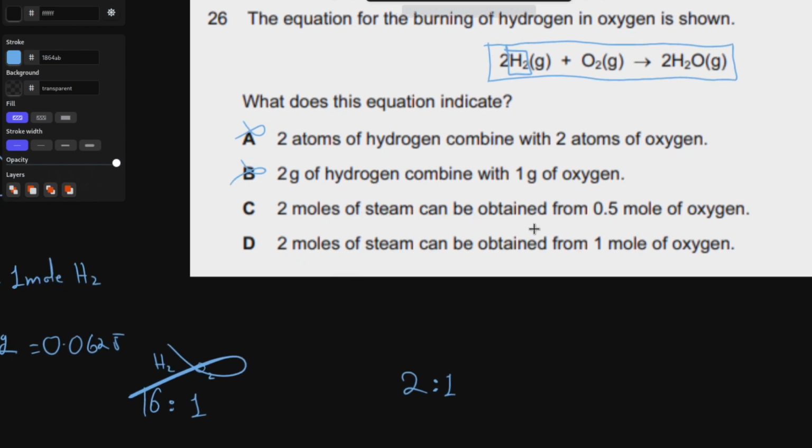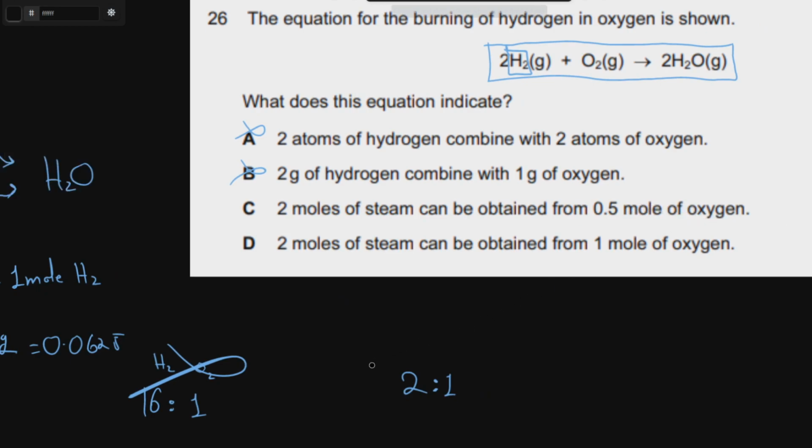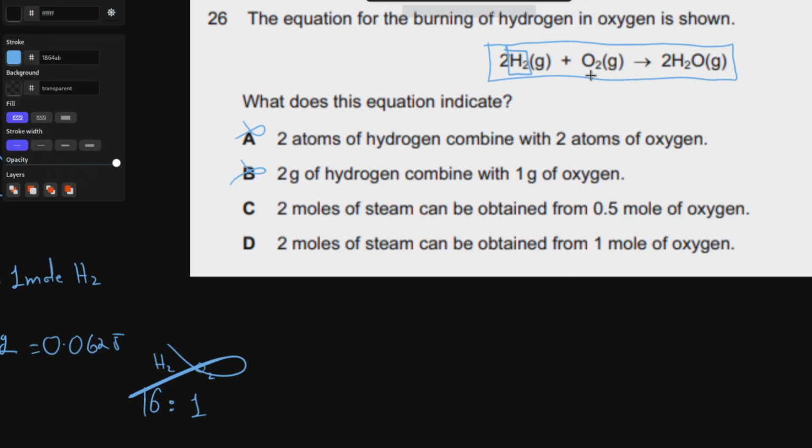2 moles of steam can be obtained from 0.5 moles of oxygen. Let's see if this is the case. Our equation will always tell us the ratio, and that ratio is of moles. If we have 1 mole of oxygen, this entire particle represents oxygen gas in a normal condition and normal environment.